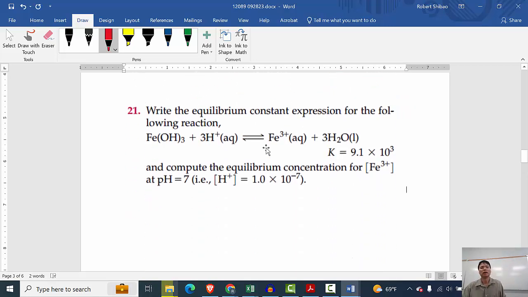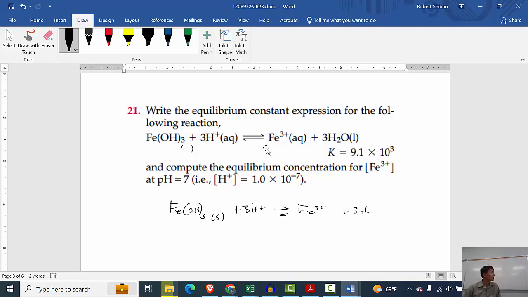All right, so this is like filling in the blanks of the ICE table. This is number 21. I don't have enough room here, so I'll just rewrite it. They forgot to write the state. What is the state for the iron 3 hydroxide? Solid. That's a typo. Plus 3H plus, it's going to yield iron 3 plus and 3H2O liquid.